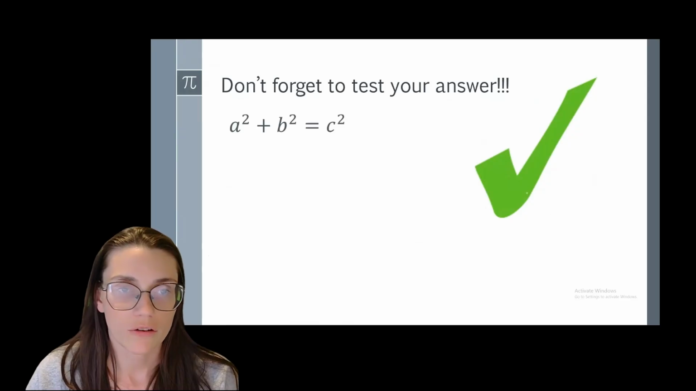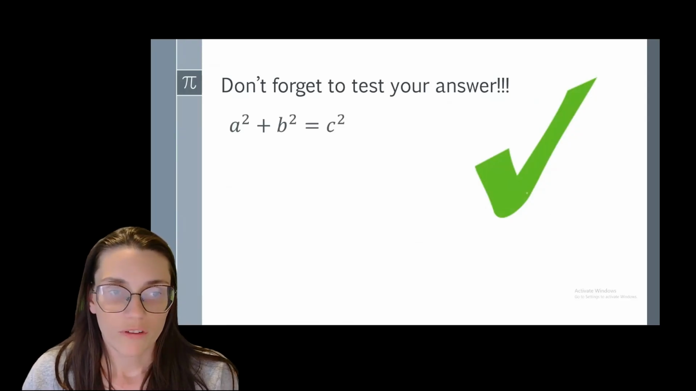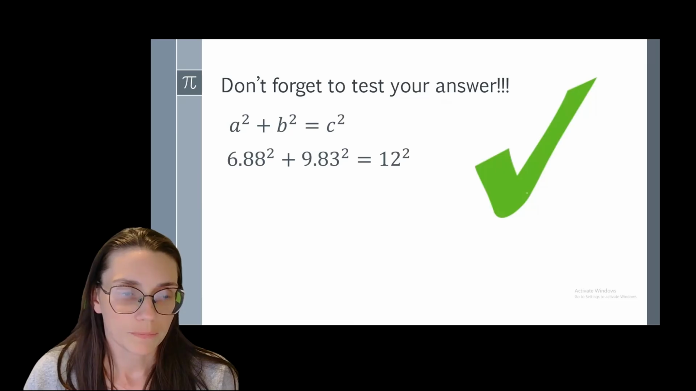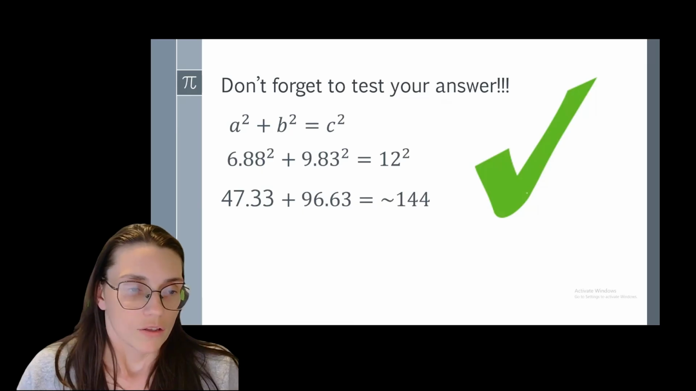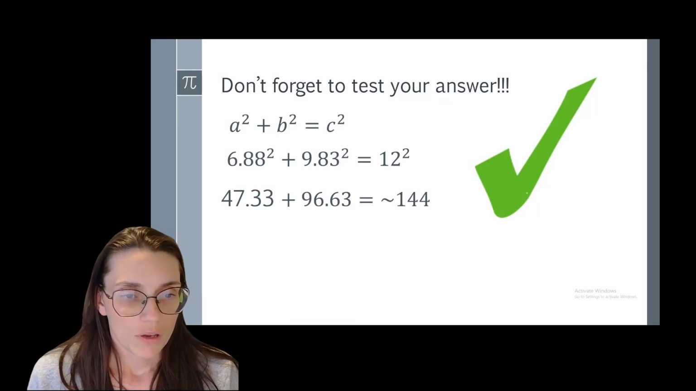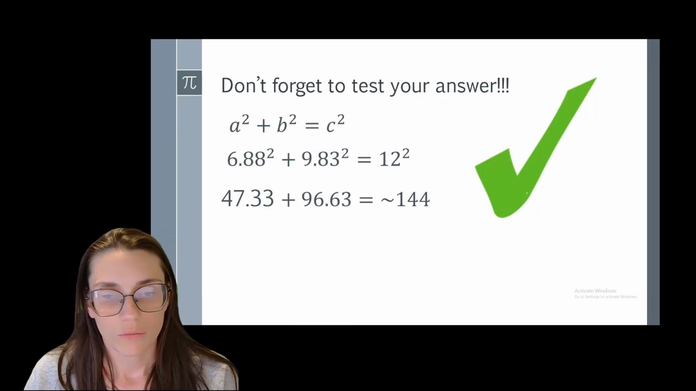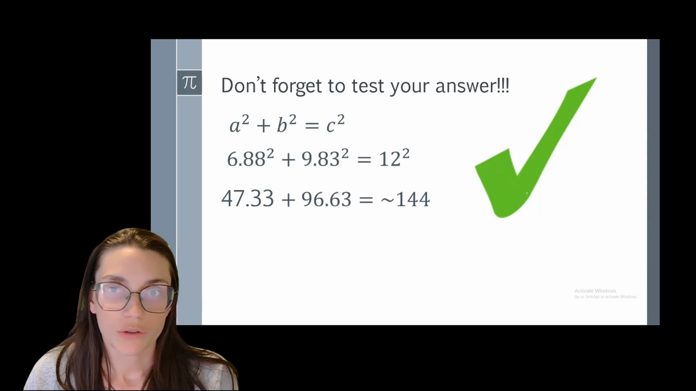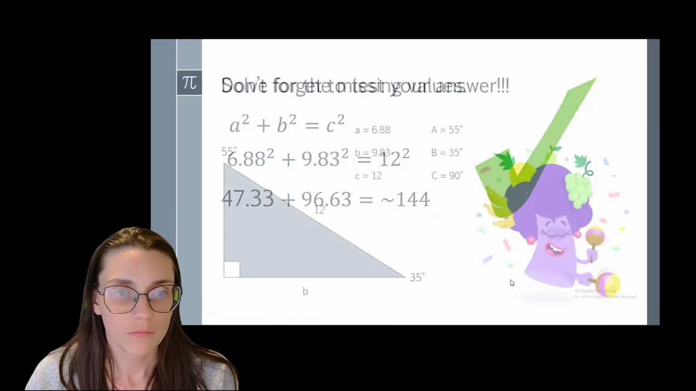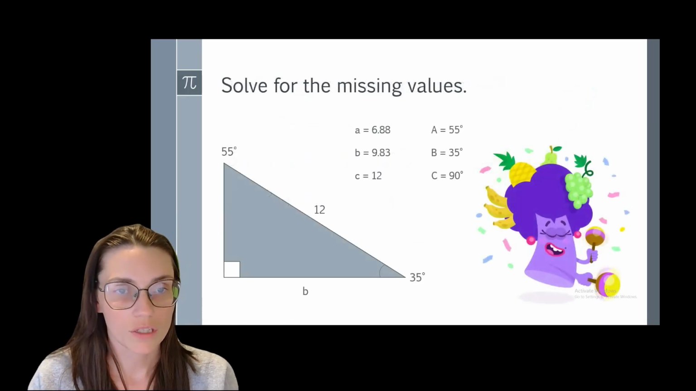Now again, we want to check our answer. So we know that we can use the Pythagorean theorem for that. A squared plus B squared equals C squared. And then we have our A, 6.88 squared, plus our B, 9.83 squared, is going to equal 12 squared. So then those values come to 47.33 plus 96.63, which is going to equal approximately 144. I think it was 143.98 or something. It was really, really close. All right, so we solved for all the missing values and those are all recorded here, and we checked our work.